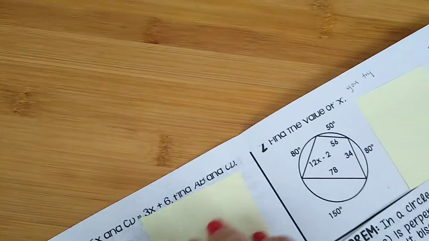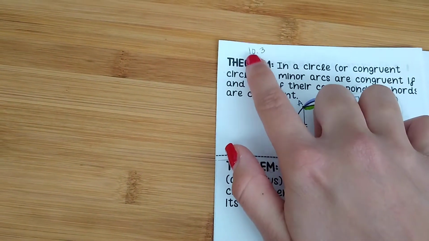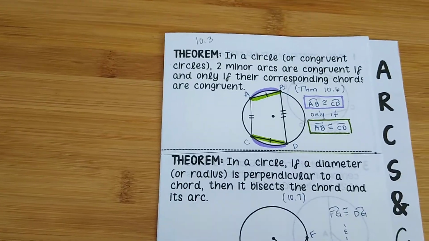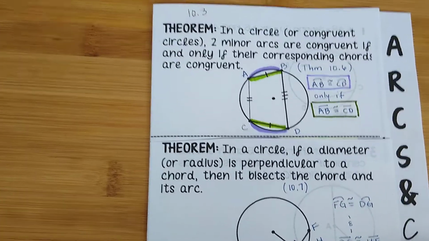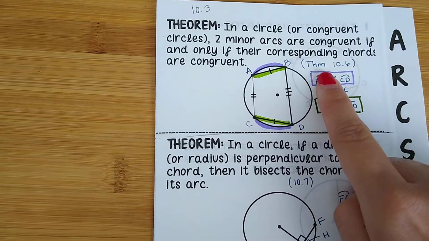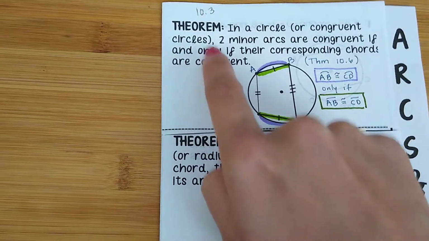Okay, so for this one, we're going to go ahead and go over it. The theorem in the textbook is actually 10.3. So it says, in a circle or congruent circles, 2 minor arcs are congruent if and only if their corresponding chords are congruent. Sorry, this is actually theorem 10.6, this is the lesson.